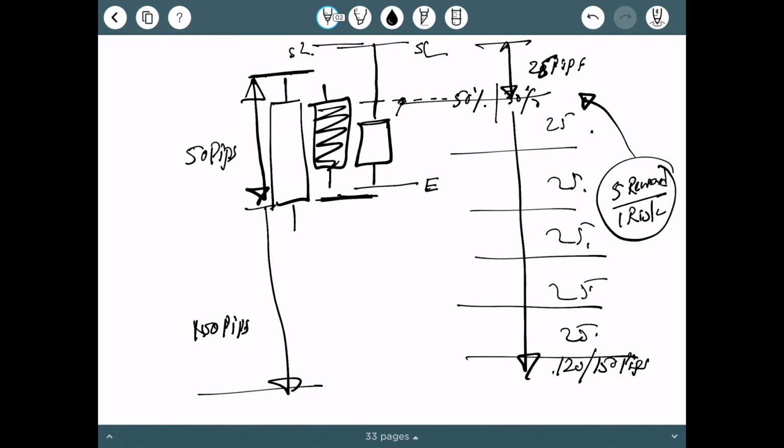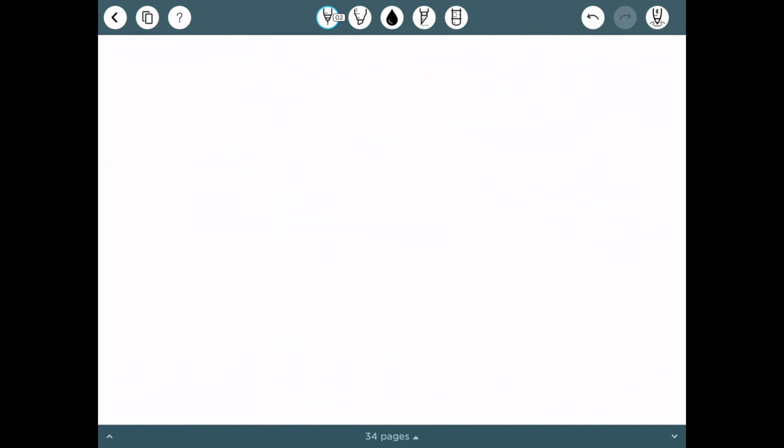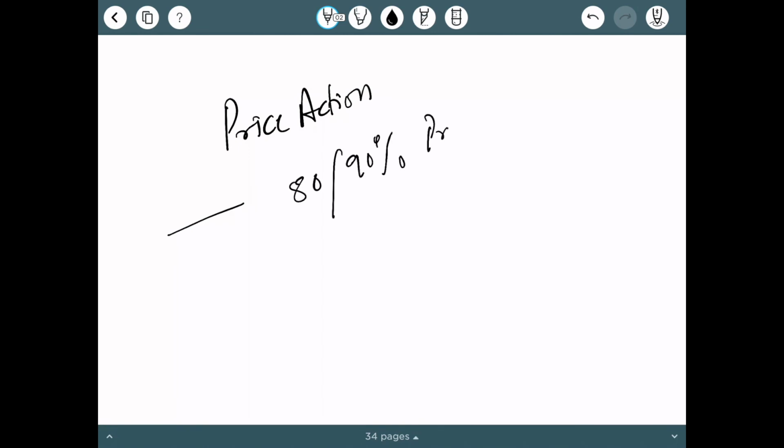Well, this is a very advanced technique of price action. And it's 80 to 90% profitable on daily charts. I don't recommend that you use this signal on the 4-hourly chart. I recommend that you use the signal only on the daily chart. It is a very, very powerful signal.